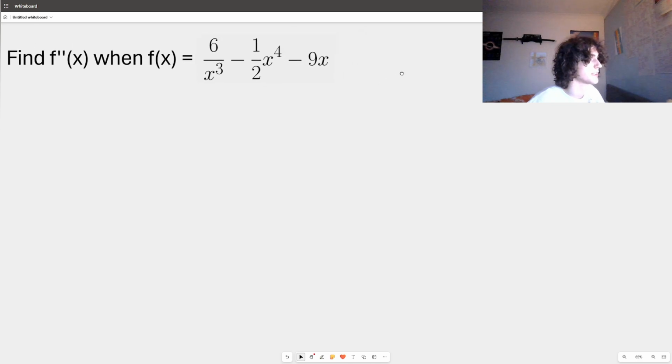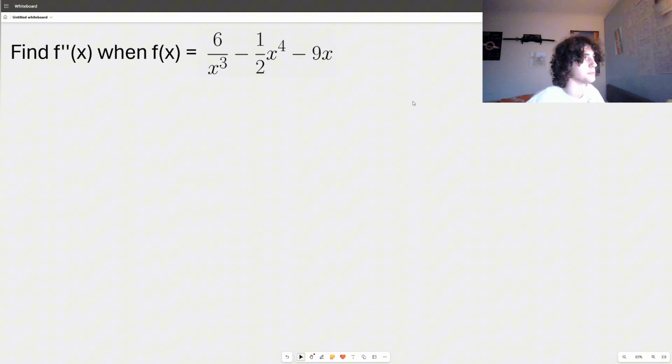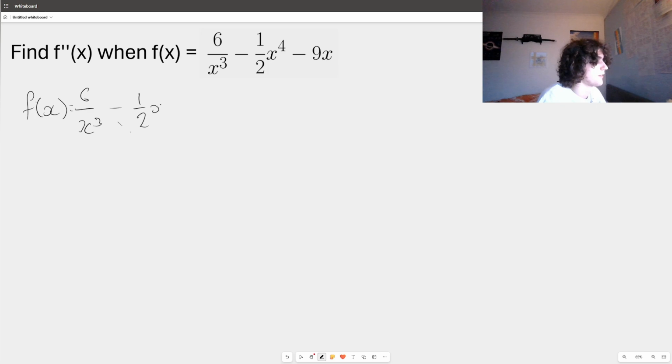Let's move on to a second example. This time we are just calculating the second derivative. This is just some more practice on calculating second derivatives with some harder fractions, but this shouldn't be too tricky. So firstly, let's write out our function. So 6 over x cubed minus a half x to the power of 4 minus 9x. Now I'm going to rewrite this. I don't like having the variable here on the denominator. That just makes things uglier and harder to deal with.